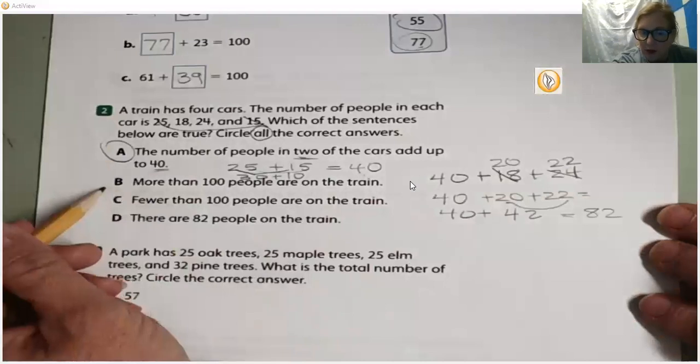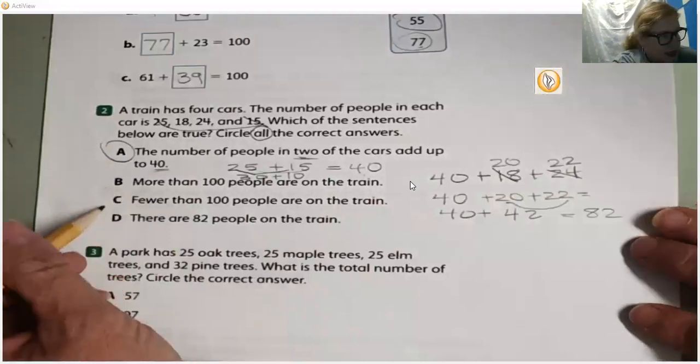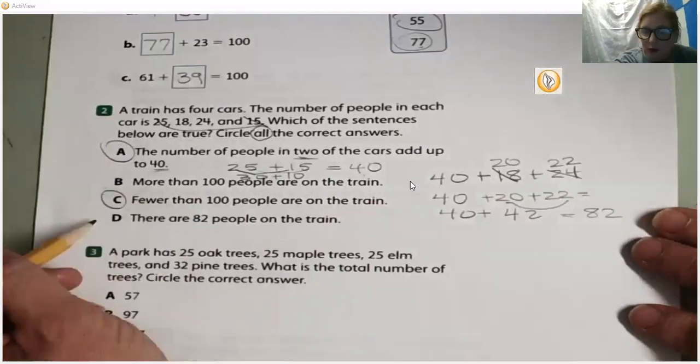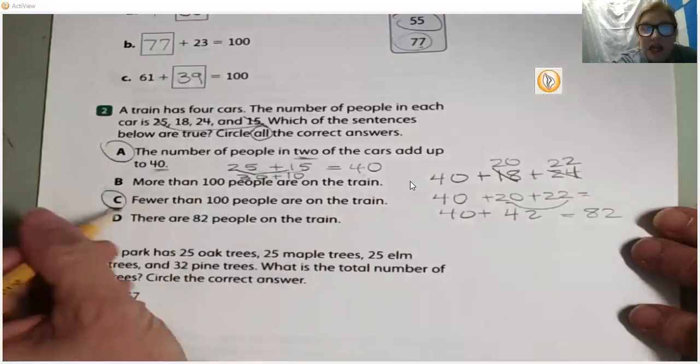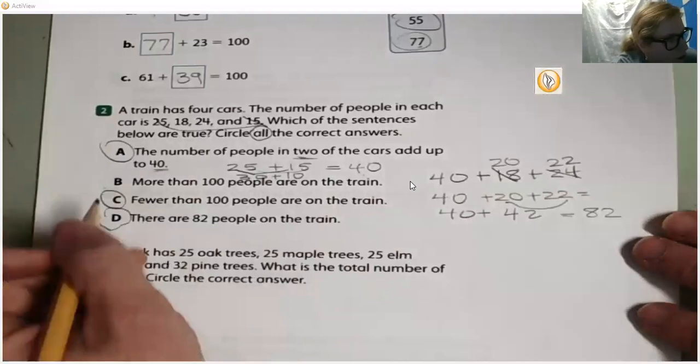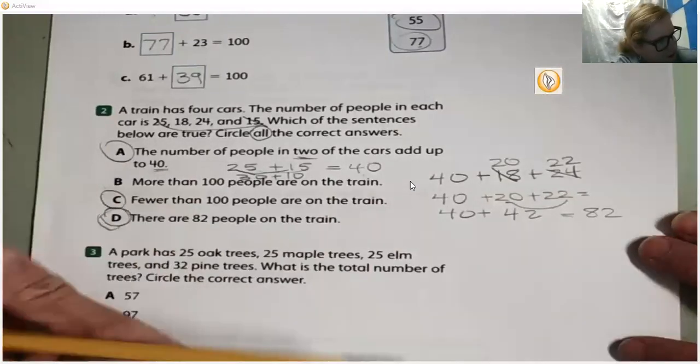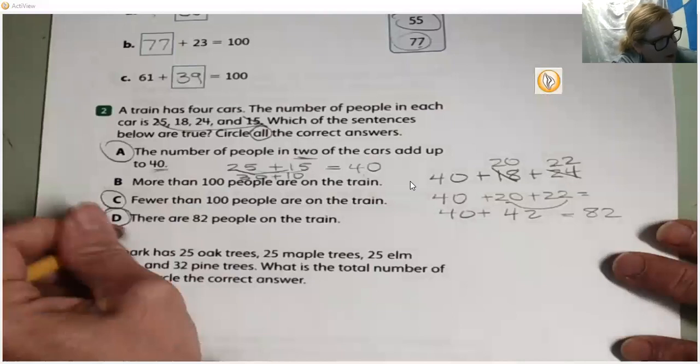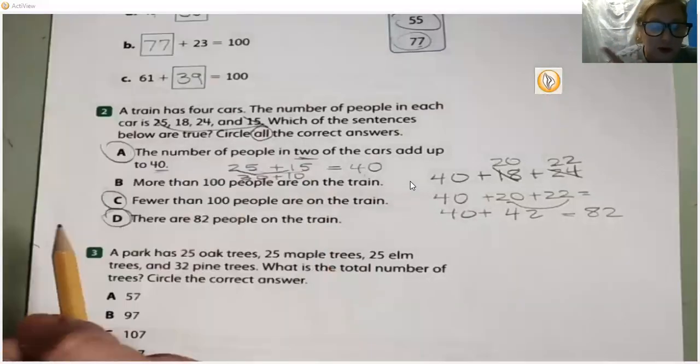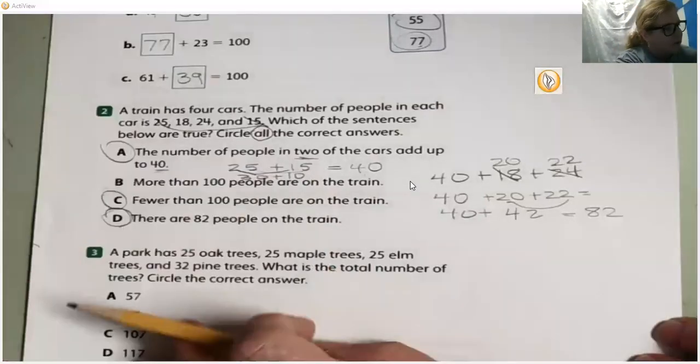Is that more than 100 people on the train? No. Is it fewer than 100 people on the train? Yes. Are there 82 people on the train? Yes, there are. So 3 answers. The messy writing comes from looking at yourself on the screen while trying to write at the same time.